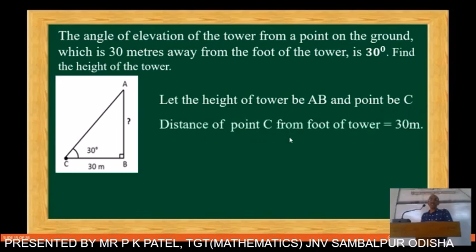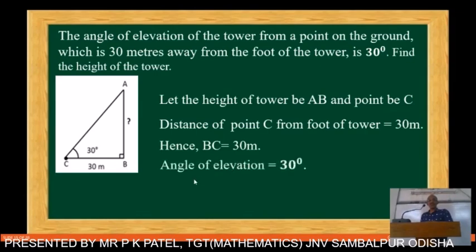The distance of the point C from the foot of the tower is 30 meters. This is given, 30 meters. Hence BC is here 30 meters. So the angle of elevation that is given is 30 degrees. So angle ACB equals 30 degrees.